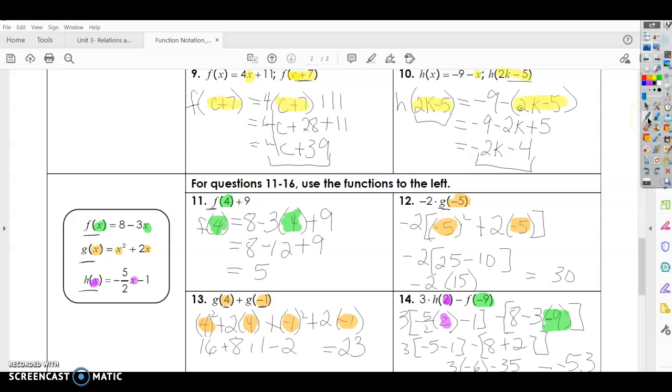All right, guys, so I went ahead and erased this and substituted the 4 in, and I went ahead and completed these because I'm running out of time for my videos. So f of 4, take the function over here and substitute 4 to get your output of 5. Number 12, you're going to do negative 2 times g of negative 5. This is in orange because g is over here. And then g of 4 plus g of negative 1, I'm going to use two functions.